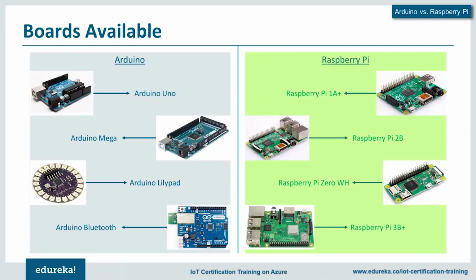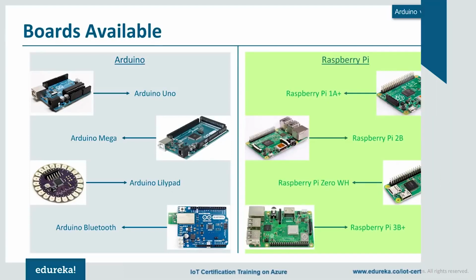So let us now move on to the different boards that both have had over time and look at some of its prominent ones. The Arduino has been around for quite a while now and has had multiple boards over the years with different functionalities. Although the Arduino Uno, the Arduino Mega, the Arduino Lilypad, and the Arduino Bluetooth have been the more popular ones. Similarly, the Raspberry Pi, despite being relatively new, is on its third generation, with each of its models better than the previous ones. The Raspberry Pi 3B Plus is its latest and most powerful development board yet.